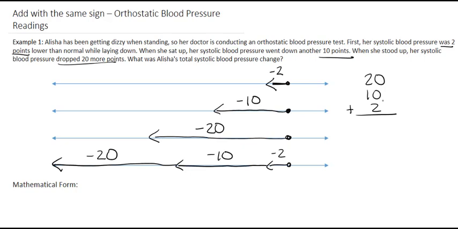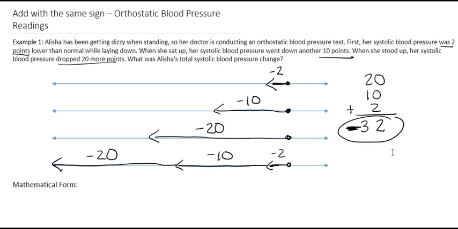So 0 plus 0 is 0 plus 2 is 2. 2 plus 1 is 3. Then, as we have a negative sign on all 3 numbers, we're going to put the negative sign right there to represent that this systolic blood pressure change dropped. So it's represented in this negative sign.